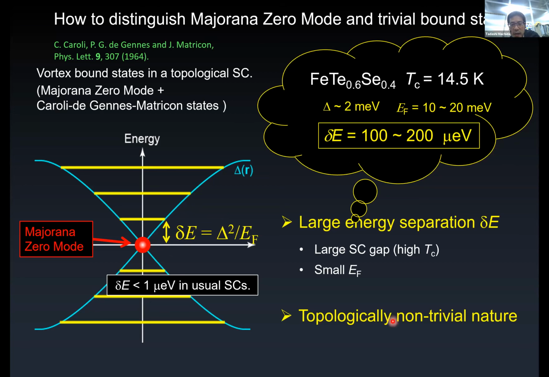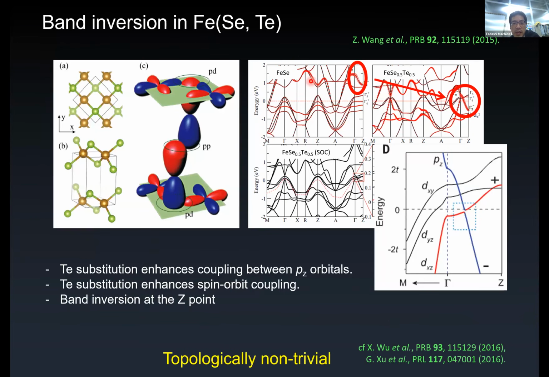Okay. Therefore, for the second requirement, the tellurium substitution is a very intriguing parameter to make the system topologically non-trivial. Here are the band structure calculation results of the pristine iron selenide and the selenium-doped iron telluride. Of course, the pristine iron selenide is a topologically trivial material.